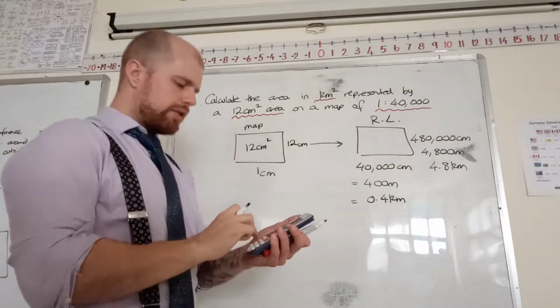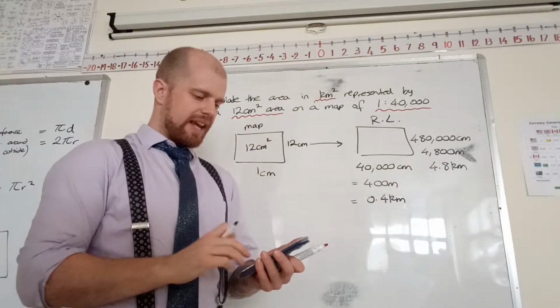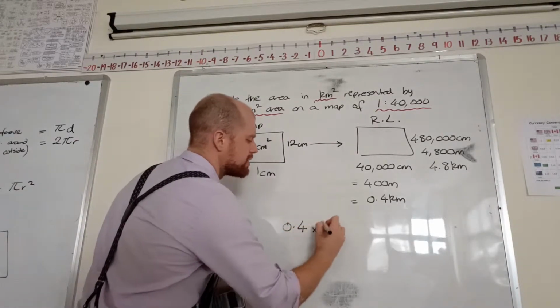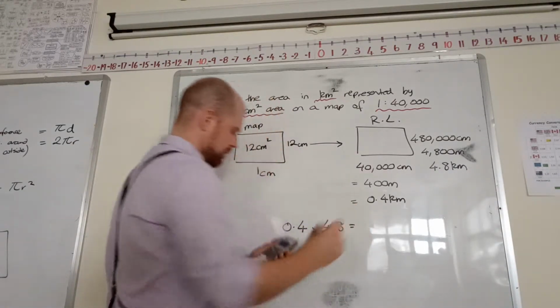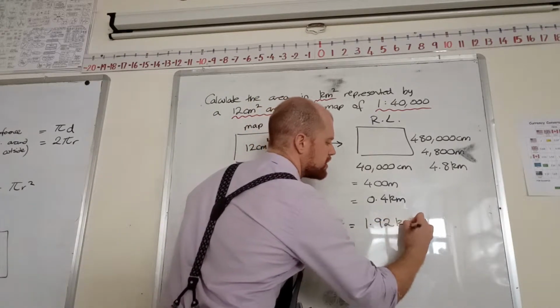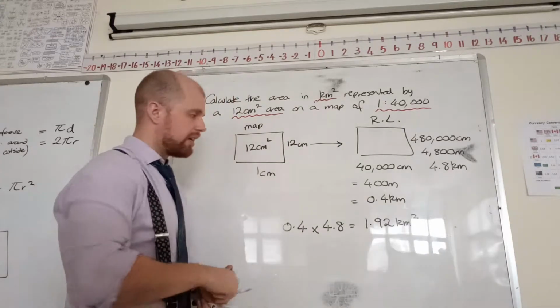So now all you need to do, get your calculator, multiply them together. 0.4 times 4.8, which on your calculator gives you 1.92 kilometres squared. And that's your final answer.